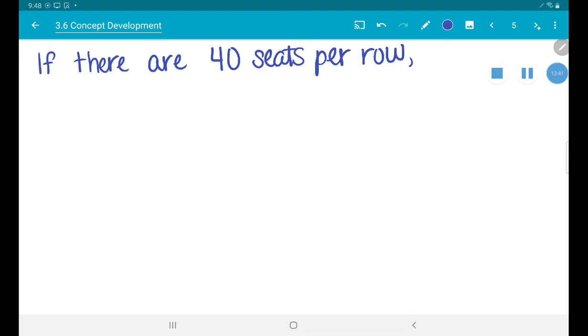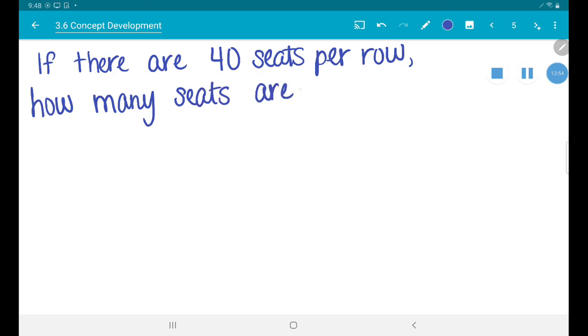How many seats are in 90 rows? I'm going to read it again. If there are 40 seats per row, how many seats are in 90 rows? Okay, so I want you to take a minute on your work mat and think about that problem and how we would solve it. There are 40 seats per row. How many seats are in 90 rows?